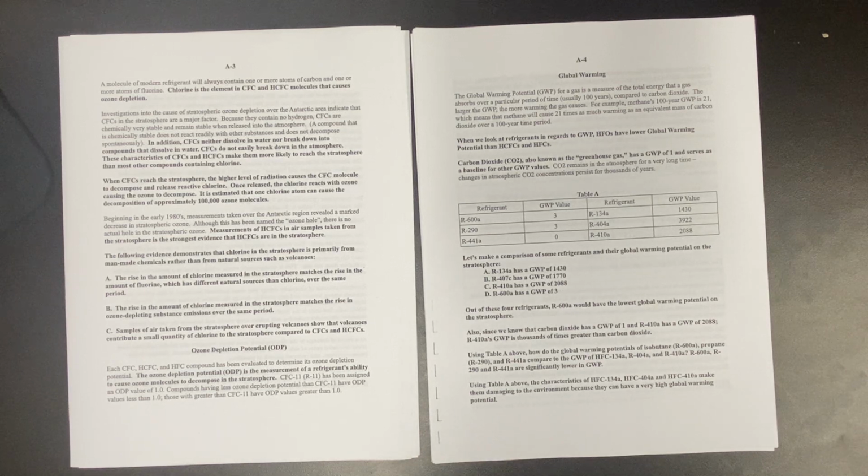Page A4, global warming. The global warming potential for a gas is a measure of total energy that a gas absorbs over a particular period of time, usually 100 years, compared to carbon dioxide. The larger the GWP, or global warming potential, the more warming the gas causes. For example, methane's 100-year GWP is 21, which means that methane will cause 21 times as much warming as an equivalent mass of carbon dioxide over a 100-year time period.